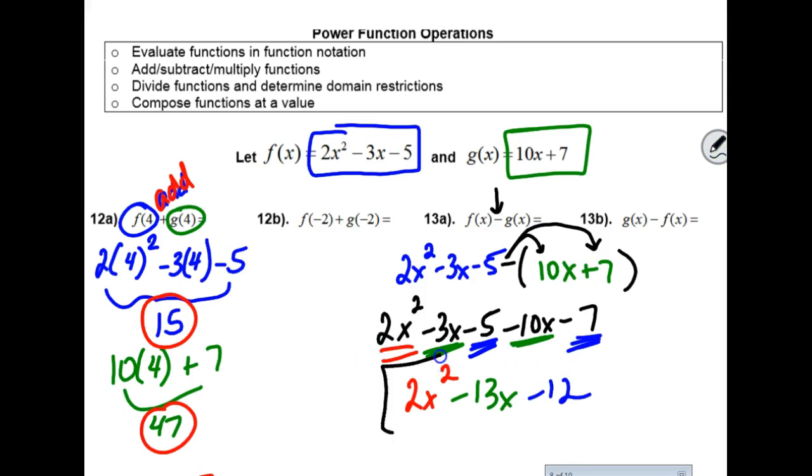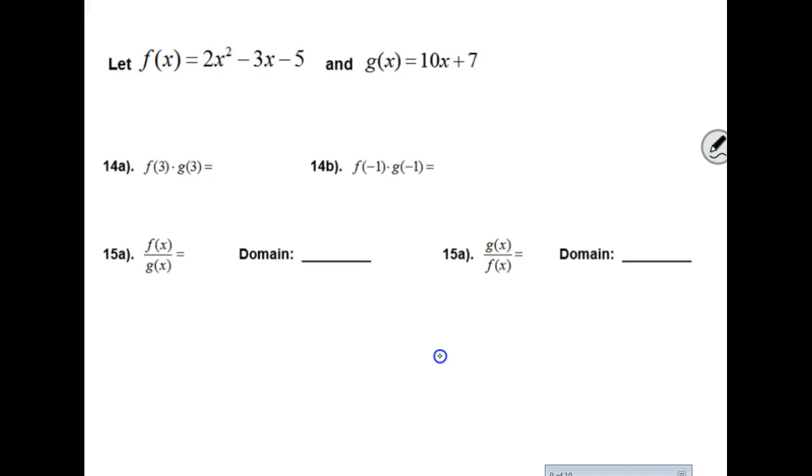All right. So 13b is very similar to 13a. I want you to practice that one on your own, please, and check the key. Same thing with 12b. All right, same functions.